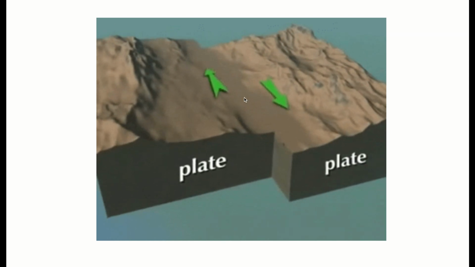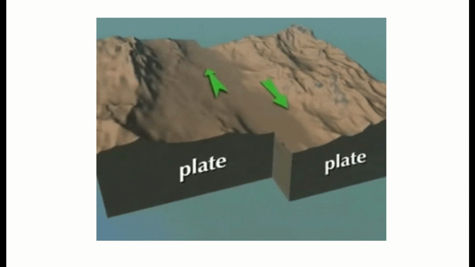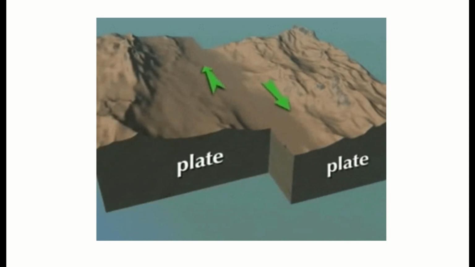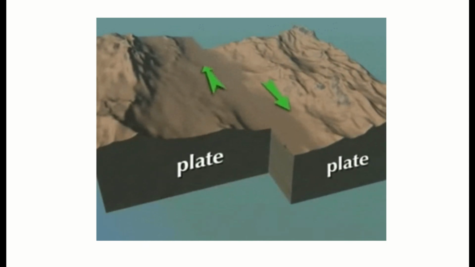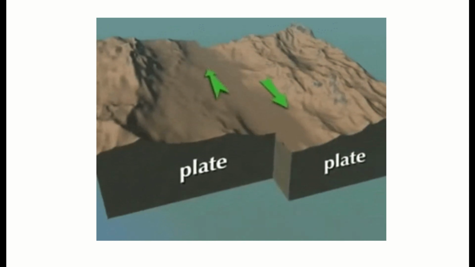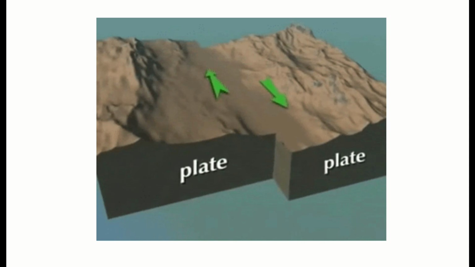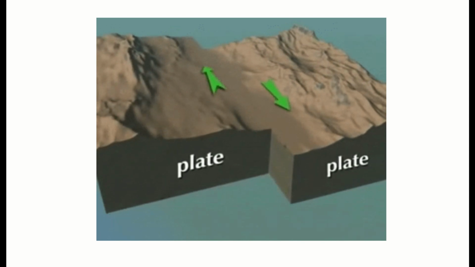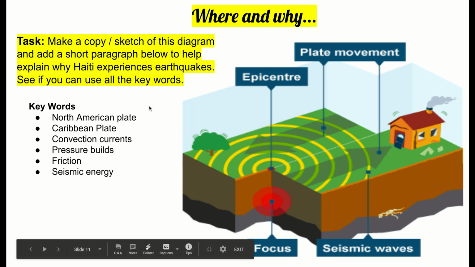Okay, so on the North American plate and the Caribbean plate, even though they're both moving in the same direction, one is moving faster. The North American plate is moving faster than the Caribbean plate. And the pressure builds up within the crust until it is released as seismic energy in the form of an earthquake.